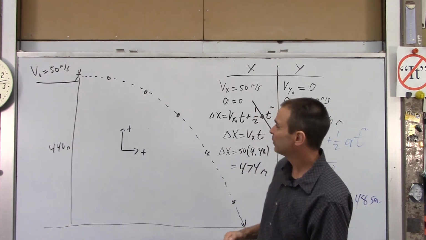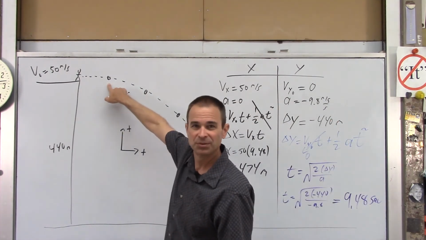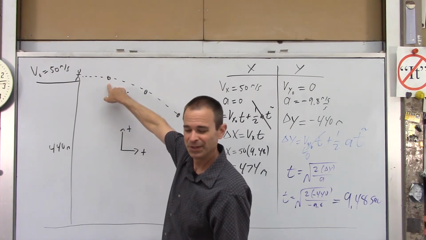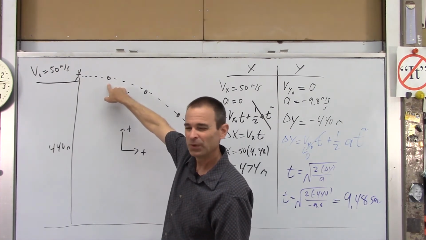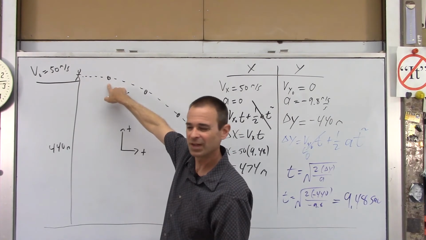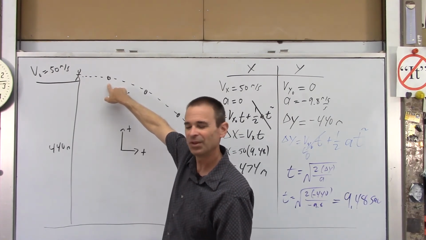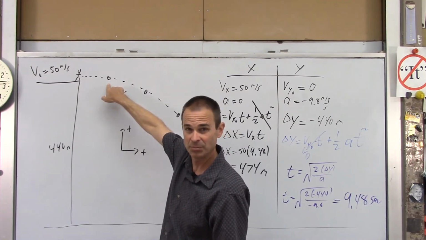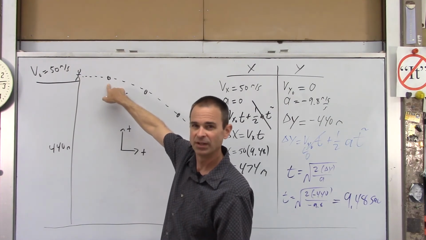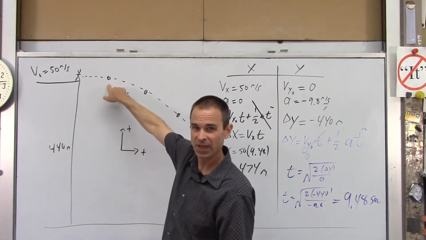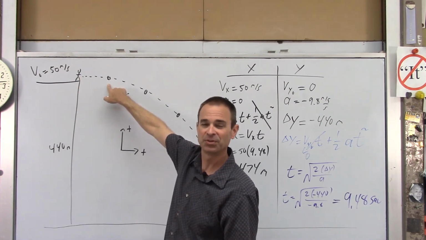All right, what's the acceleration after 2 seconds? Well, it should be a real easy one. What's the acceleration the whole darn time this thing is in the air? The acceleration is always the same. It's always gravity. It's always down at 9.8 meters per second per second.